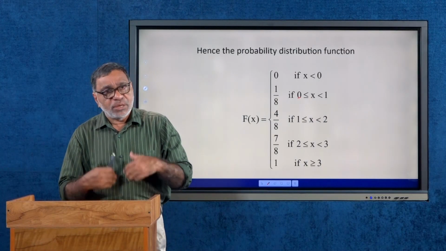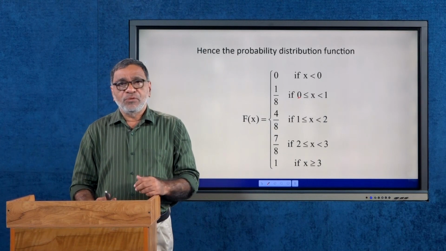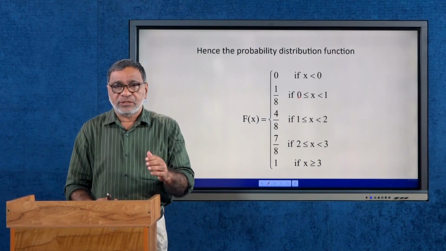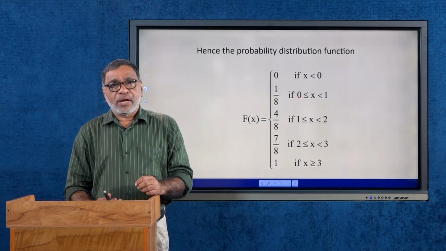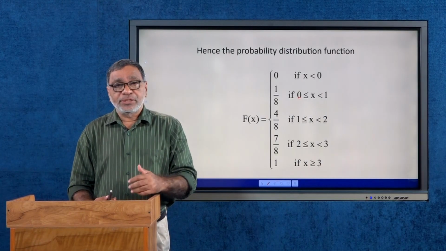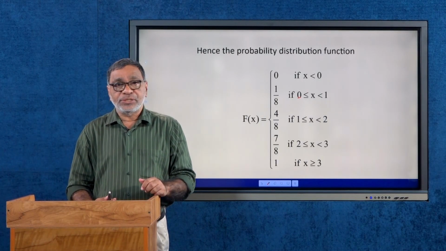Similarly, we can construct the probability distribution function for every random variable. Here we discussed only discrete random variables, and we will further discuss the distribution functions of discrete random variables and probability distribution functions in the next modules.